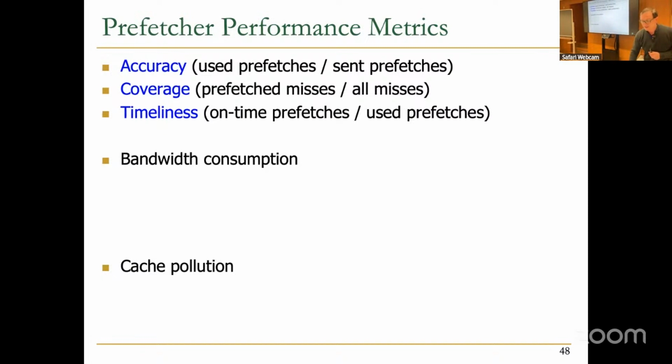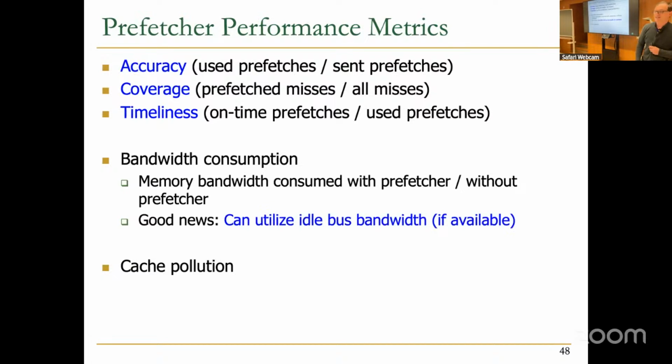There are also other metrics like bandwidth. This is how much prefetching usually increases bandwidth because you're not perfectly accurate, right? And this is the memory bandwidth consumed with the prefetcher divided by the memory bandwidth consumed without the prefetcher. Now, this is not always bad. Increasing the memory bandwidth is not always bad because if your bus bandwidth is idle, sometimes you can utilize the idle bandwidth to do prefetch. In many systems today, it may or may not be the case. So don't count on bus bandwidth being idle, especially in data-intensive programs.